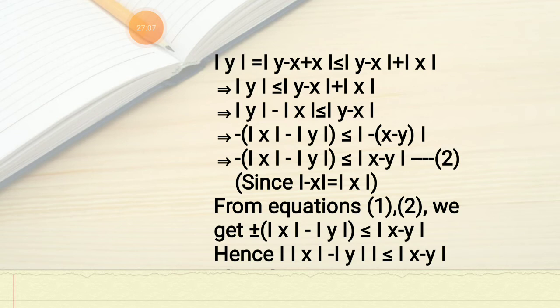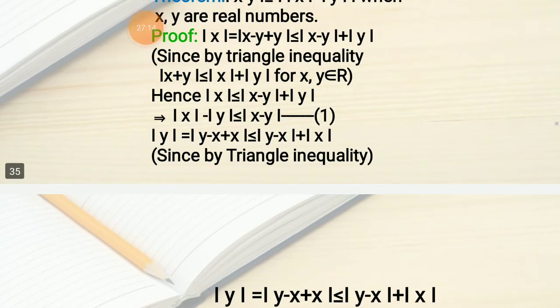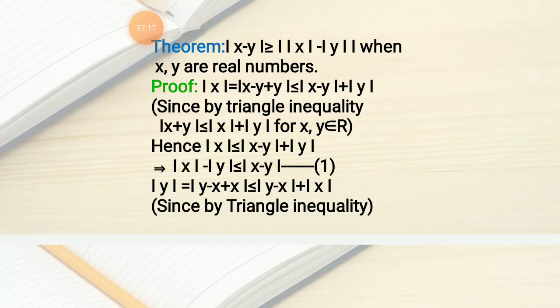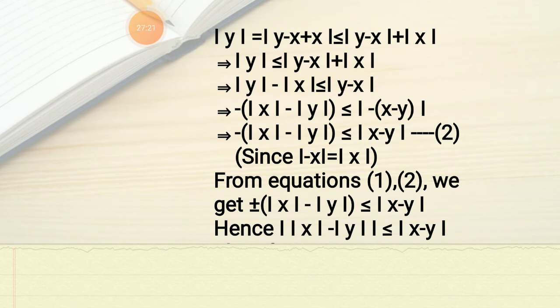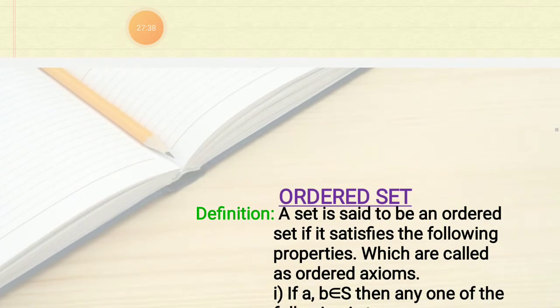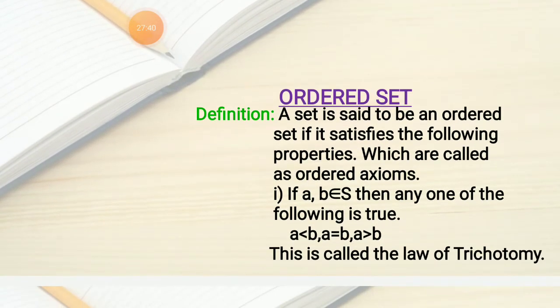From equations 1 and 2 we get plus or minus of mod x minus mod y is less than or equal to mod x minus y. Because you see, in equation 1 we got mod x minus mod y less than or equal to mod x minus y. In equation 2, minus of mod x minus mod y is less than or equal to mod x minus y. So we get plus or minus of mod x minus mod y less than or equal to mod x minus y. But plus or minus of mod x minus mod y means mod of mod x minus mod y. So mod of mod x minus mod y is less than or equal to mod x minus y. So this is about modulus properties.